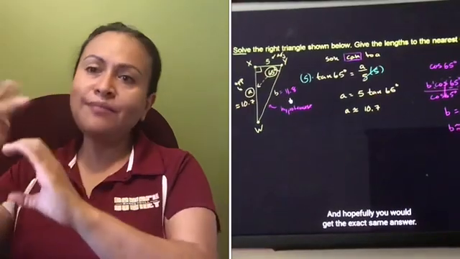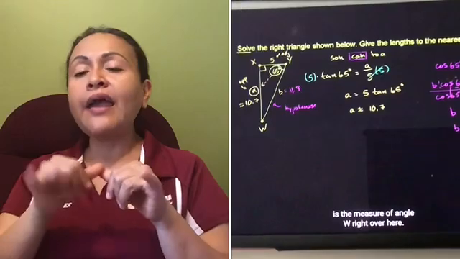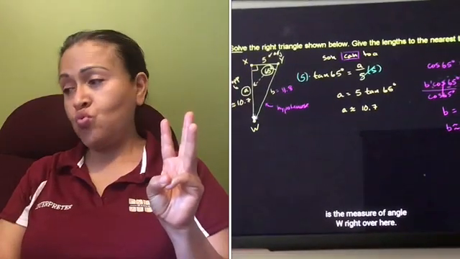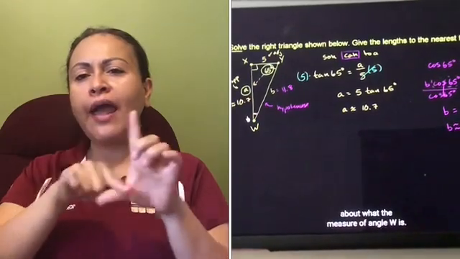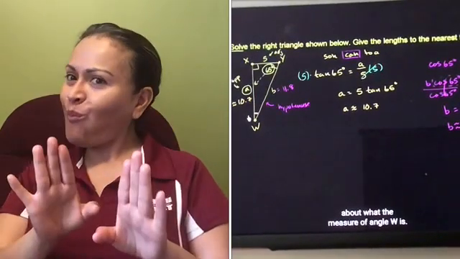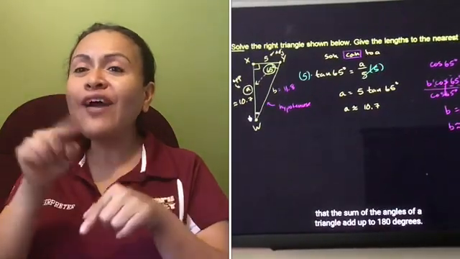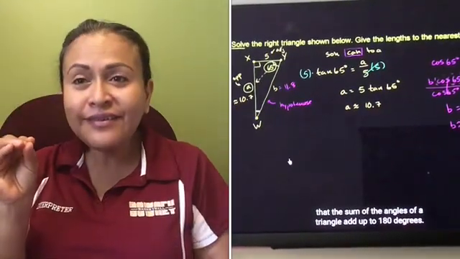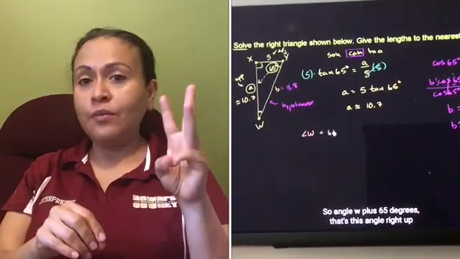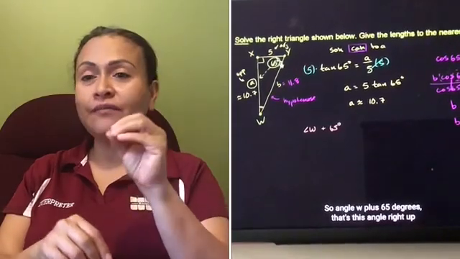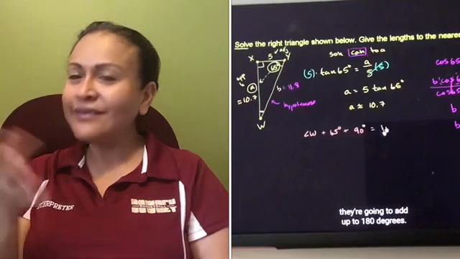And the last thing we have to figure out is the measure of angle W. Angle W right over here. So I'll give you a few seconds to think about what the measure of angle W is. Well, here we just have to remember that the sum of the angles of a triangle add up to 180 degrees. So angle W plus 65 degrees, that's this angle right up here, plus the right angle, they're going to add up to 180 degrees.